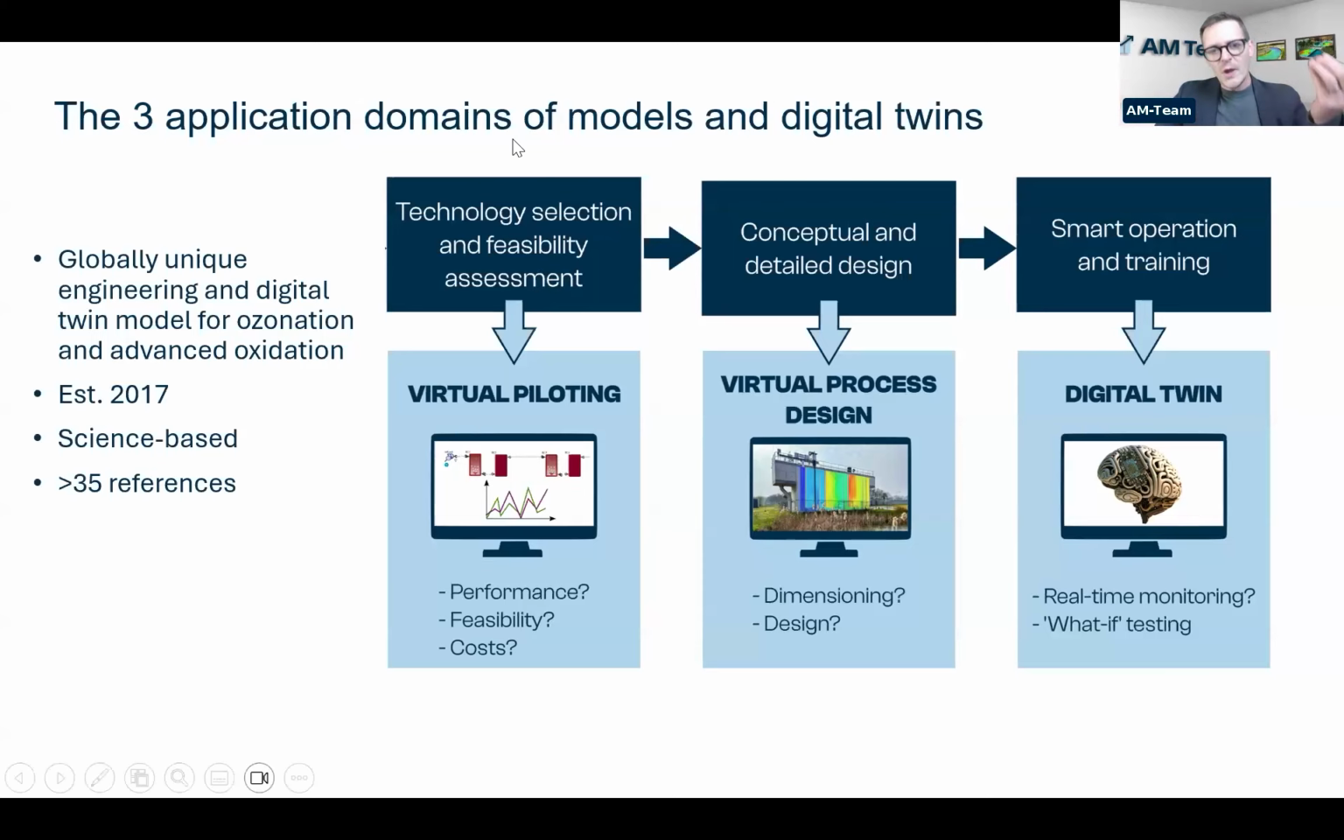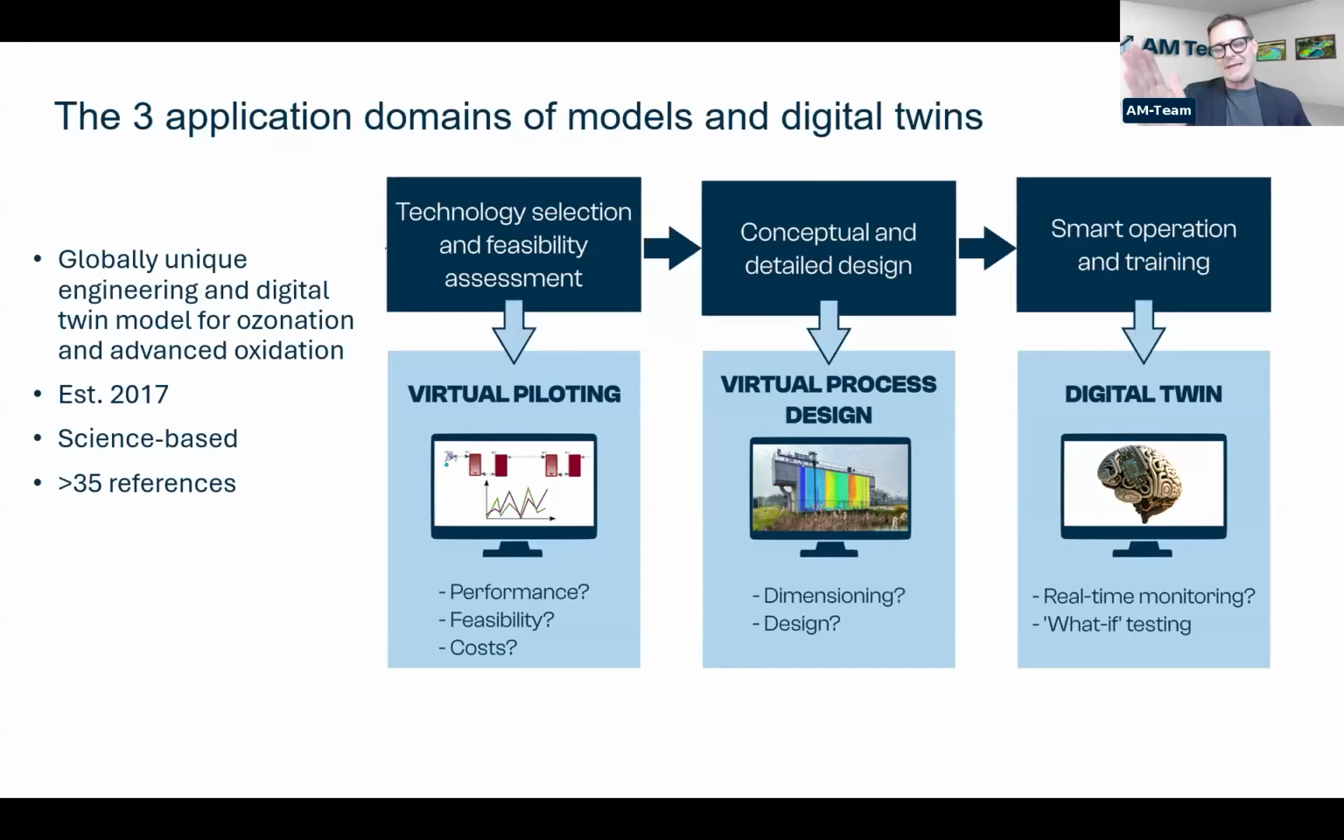And then you can make some good decisions. And when you go to the design stage, of course, these models are being used to adequately design. And then when you go to the final operation, these models can be used, or the AMOZONE model can be used as a digital twin application for smart monitoring and control, but also the training of staff.